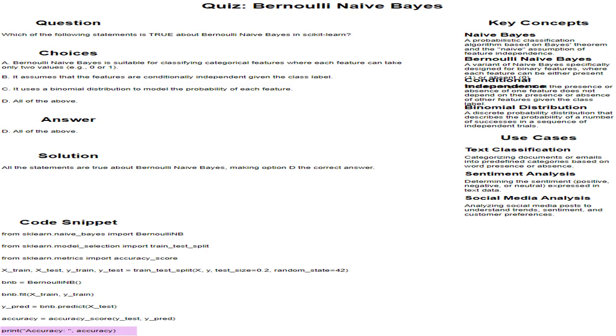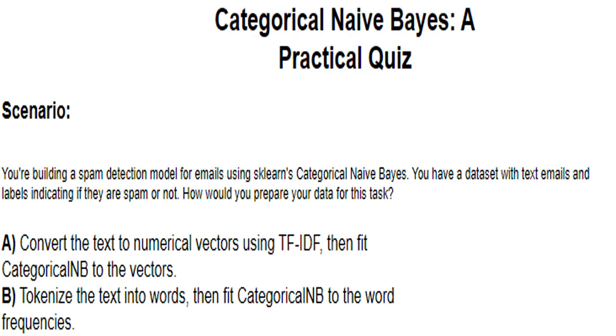You are building a spam detection model for emails using sklearn's categorical naive Bayes. You have a dataset with text emails and labels indicating if they are spam or not. How would you prepare your data for this task? A. Convert the text to numerical vectors using TF-IDF, then fit categorical NB to the vectors. B. Tokenize the text into words, then fit categorical NB to the word frequencies. C.